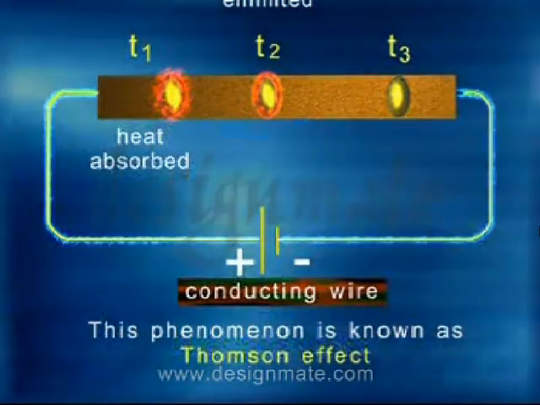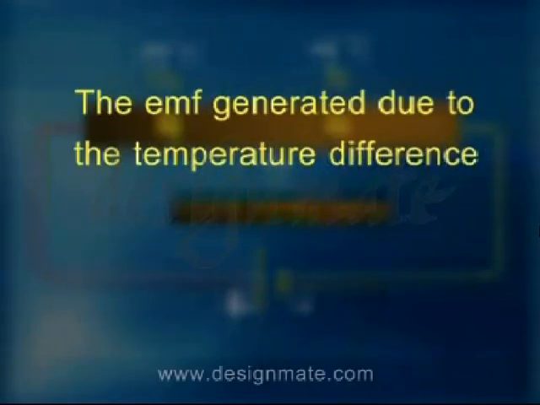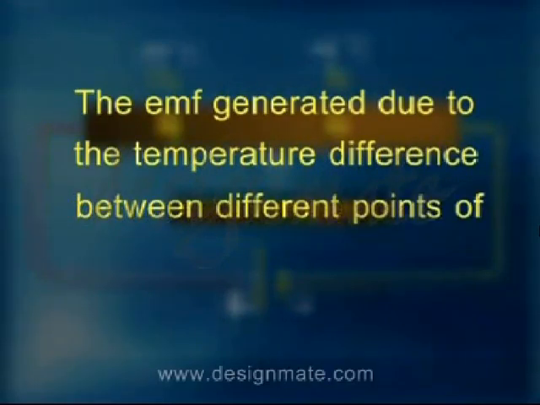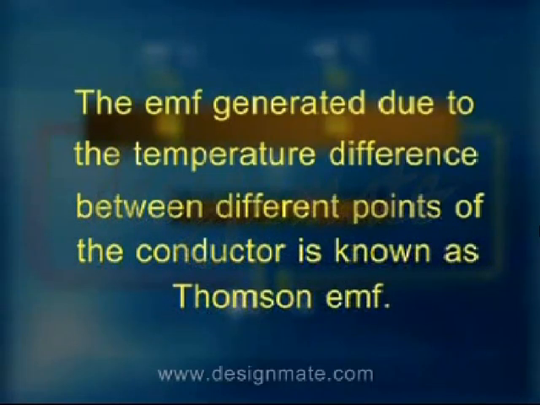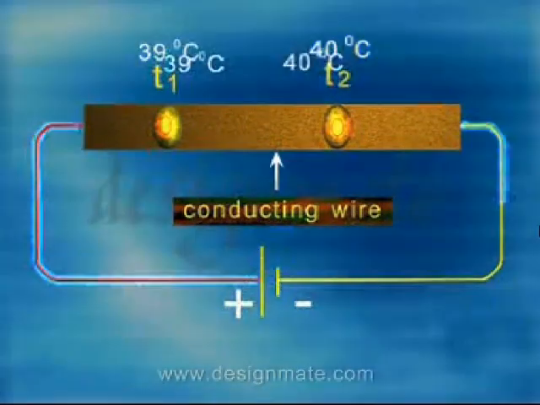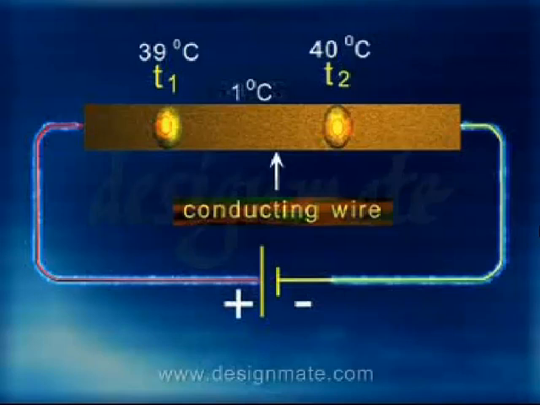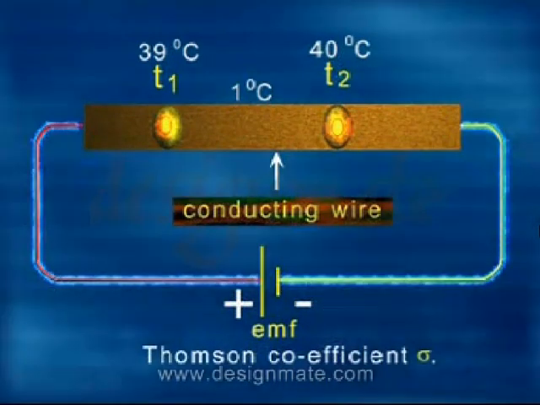The EMF generated due to the temperature difference between different points of the conductor is known as Thomson EMF. If the temperature difference between two points is 1 degree centigrade, then the Thomson EMF between these points is known as the Thomson coefficient, sigma.